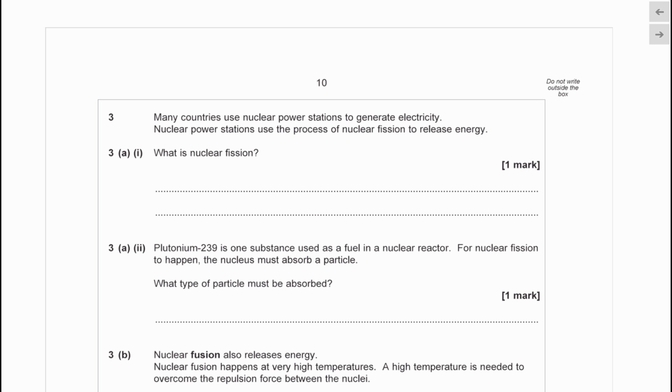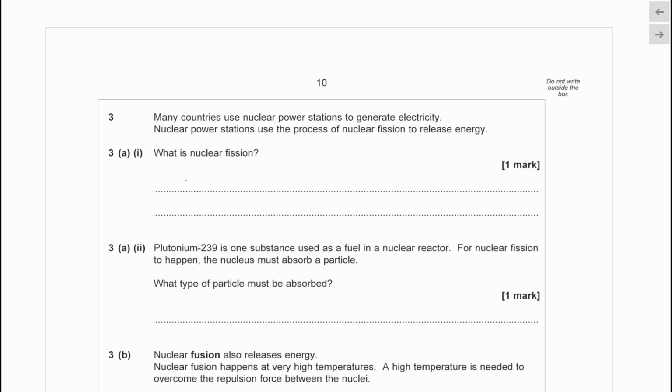Okay, so question 3 now. We are told that many countries use nuclear power stations to generate electricity. Nuclear power stations use the process of nuclear fission to release energy. Part 1, it says, what is nuclear fission? Now, fission is the opposite of fusion. Fission is where we split up a nucleus.